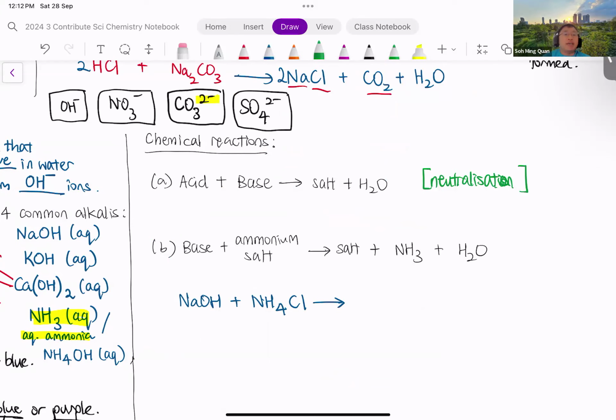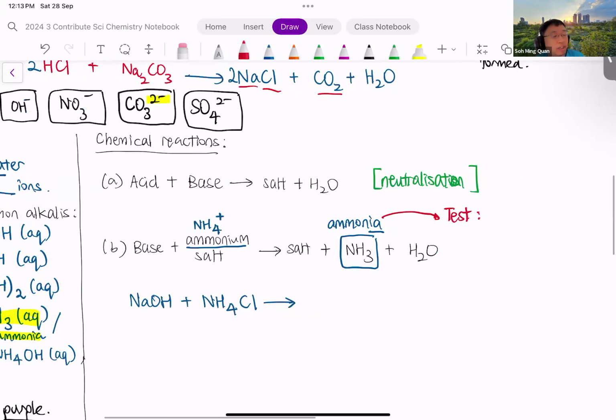The next one is the one that sometimes we forget. Base plus ammonium salt forms ammonia gas. So it's very important to differentiate between ammonium and ammonia. Ammonium is NH4 with a plus charge, whereas ammonia is NH3. And you must know how to test for ammonia as well.